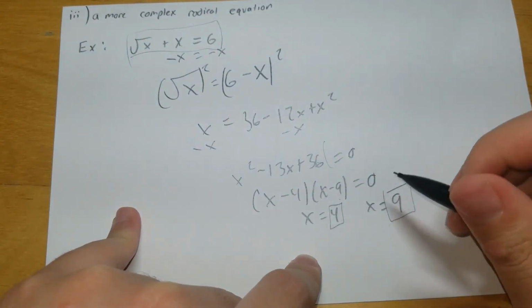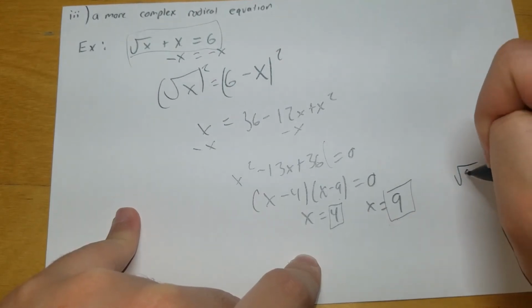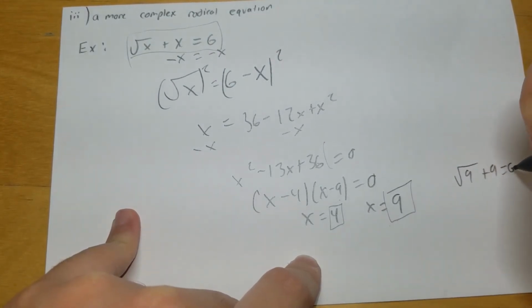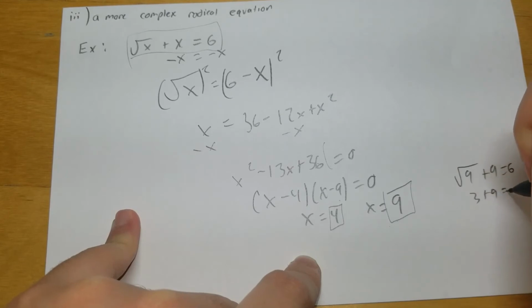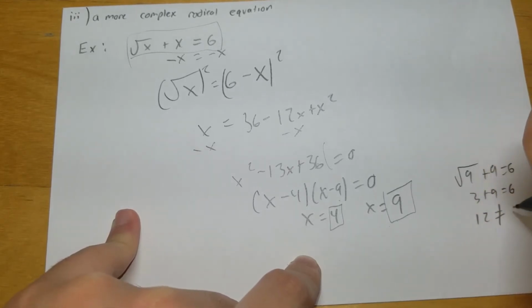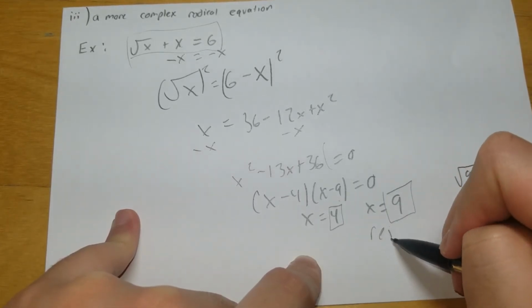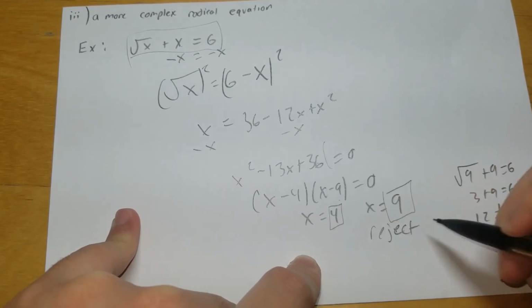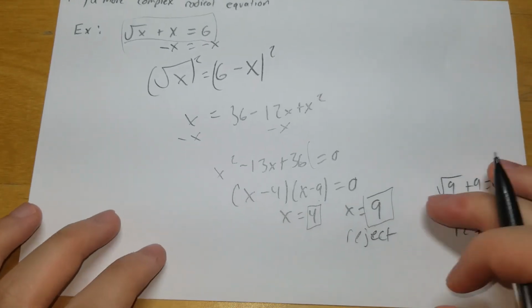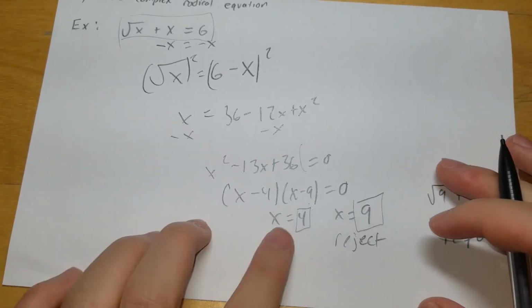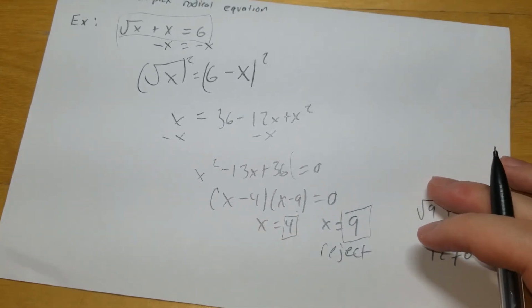And so what you have basically left with is, if you plug in radical 9 plus 9 equals 6, 12 does not equal 6. So in this case, reject. And 4 would be your only solution for this answer. That means four is the only solution to this question.